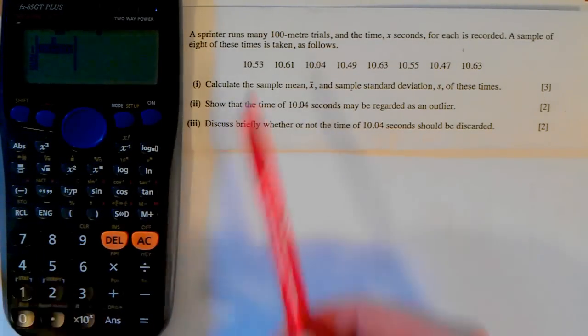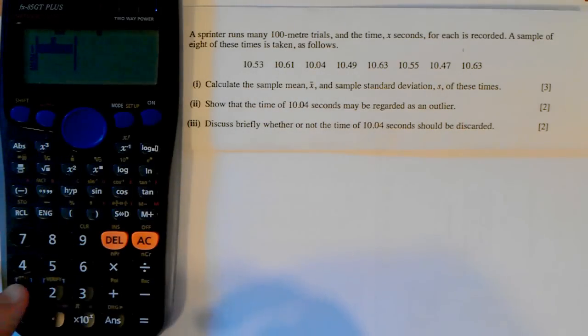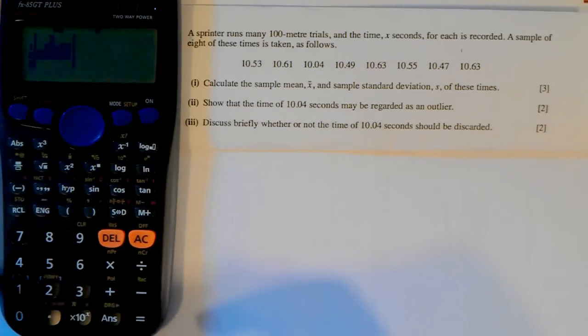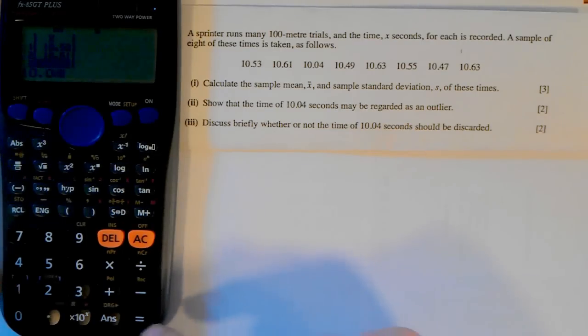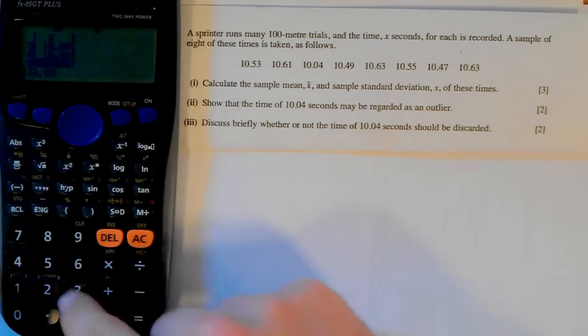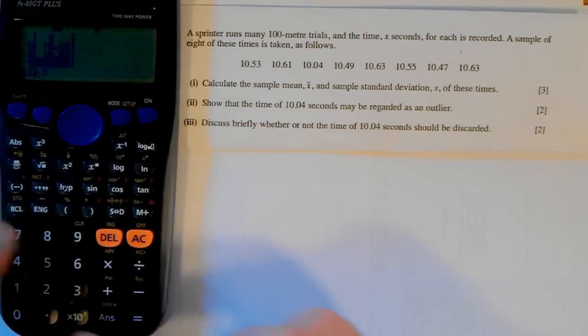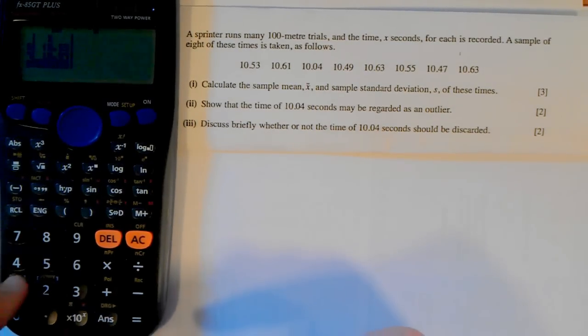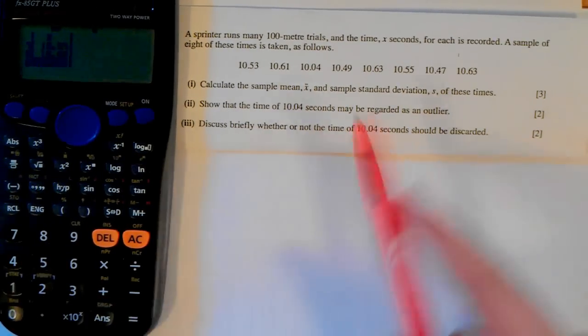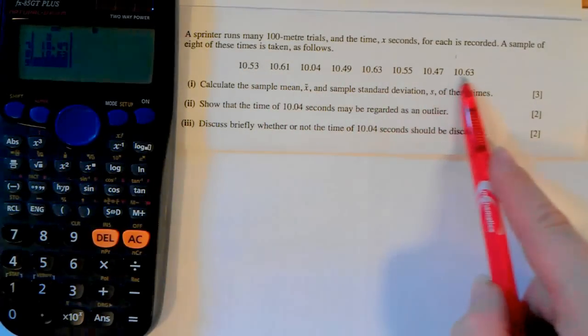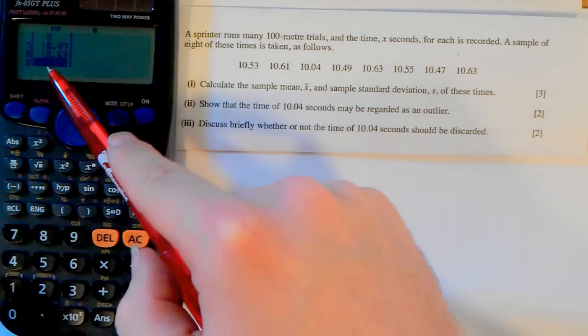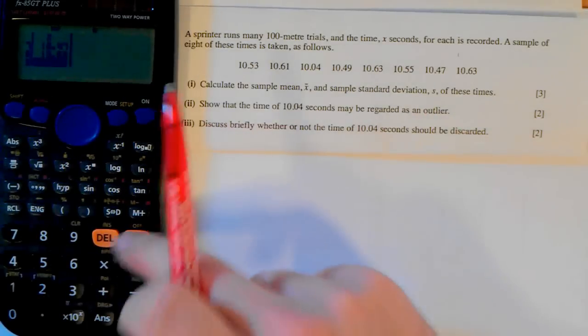Now I'm going to put the data in. Here are the times I need to use. 10.53, press equals like a return. 10.61, 10.04. Clearly when you're in the exam, don't say these numbers out loud, you will get kicked out. 10.55, 10.47 and 10.63. Check, I've got all the numbers. I've got 1, 2, 3, 4, 5, 6, 7, 8 numbers and 8 on my screen. So far so good. Clear it.